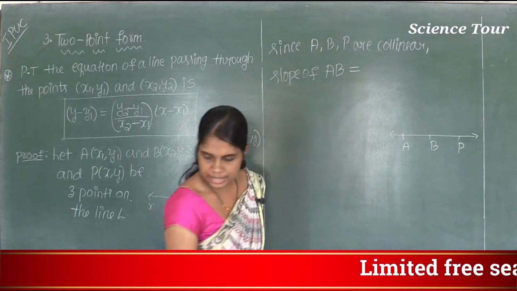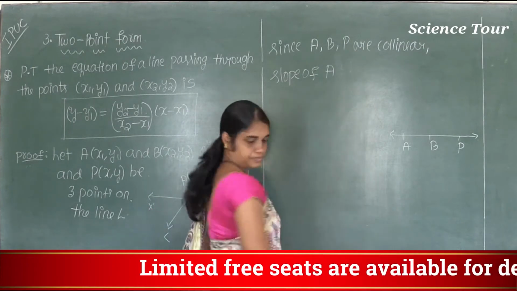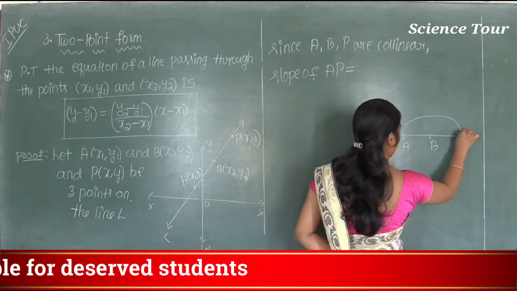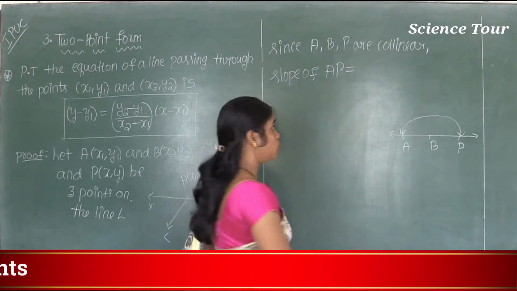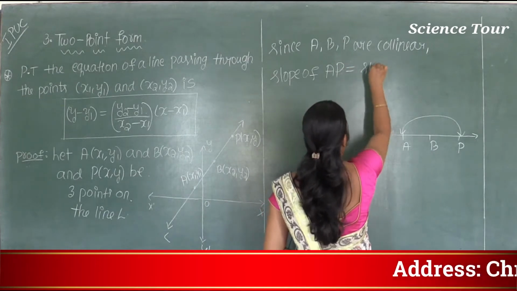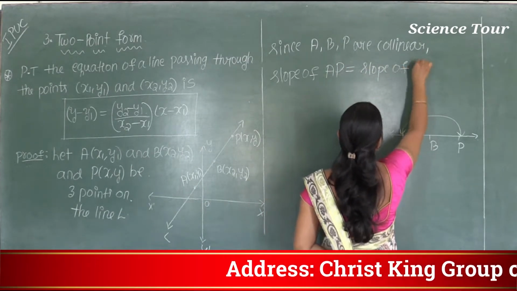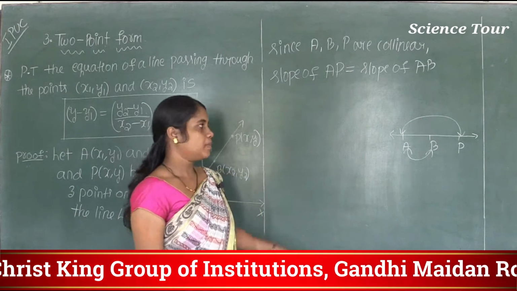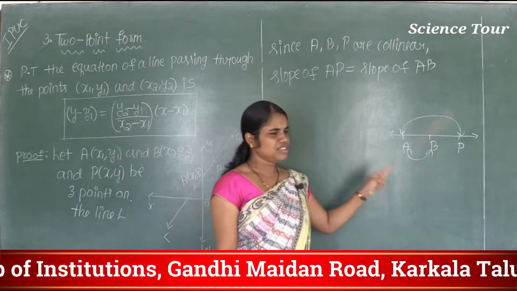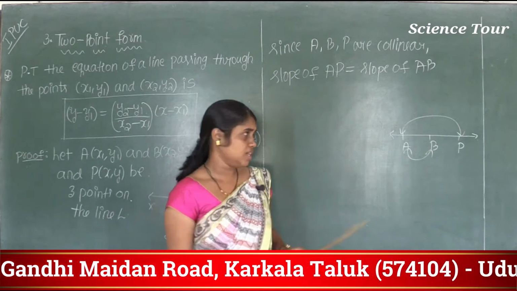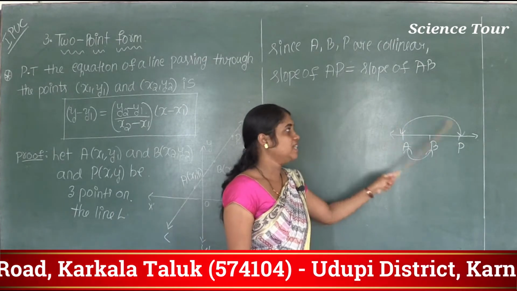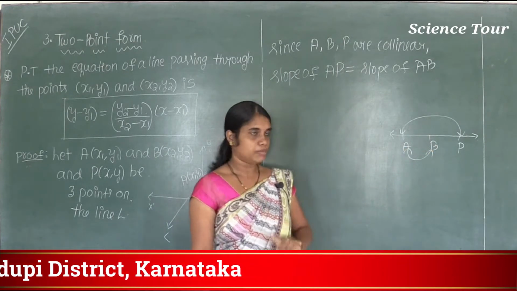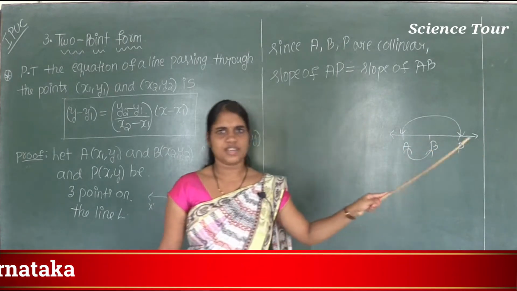or else first I will consider AP. Slope of AP means this one, slope of AP is equal to slope of AB. So remember, this is an important result. If any 3 points are collinear, then we can say that the slope of the line AP will be equal to the slope of AB. Understood now? Remember this point, because all the points lie on the same line, isn't it?